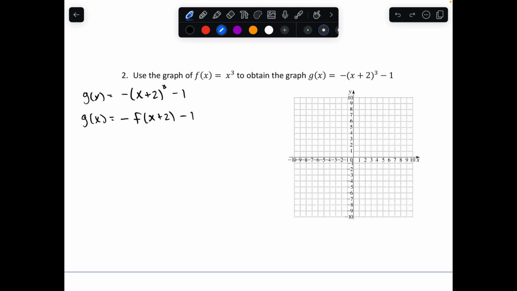So what do we see is happening? We're multiplying our function by negative 1. So that's going to be a reflection over the x-axis.